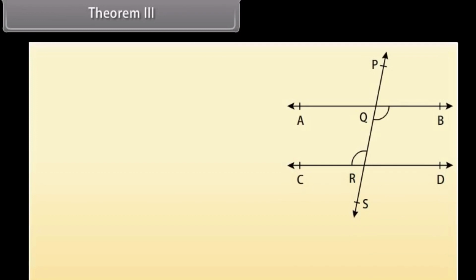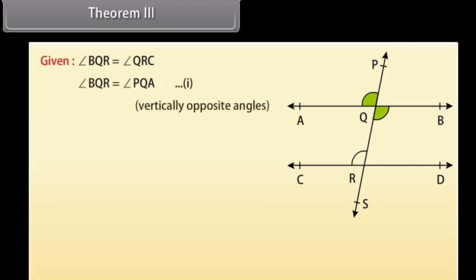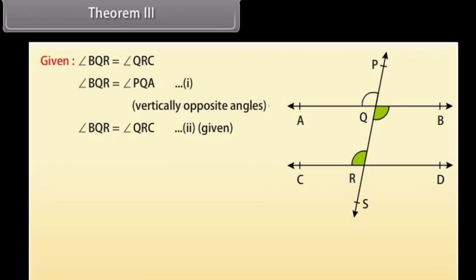Theorem 3. Now using the converse of the corresponding angles axiom, we can show the two lines parallel if a pair of alternate interior angles is equal. Come, let us check. Here the transversal PS intersects line AB and CD at points Q and R respectively such that angle BQR is equal to angle QRC. Also, angle BQR is equal to angle PQA because these are vertically opposite angles. Mark it as 1.